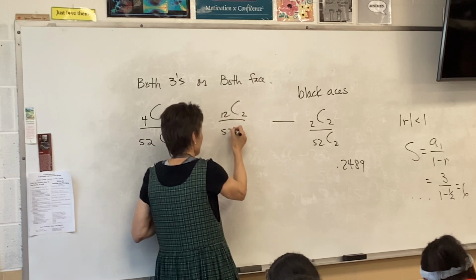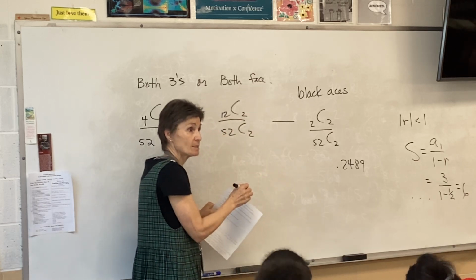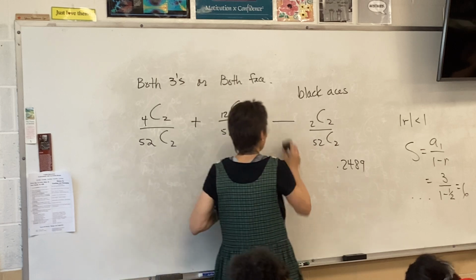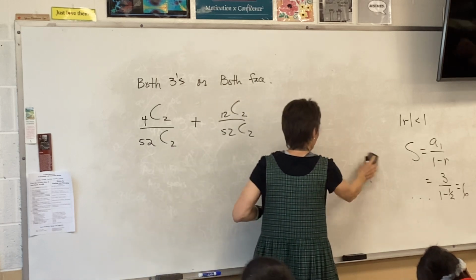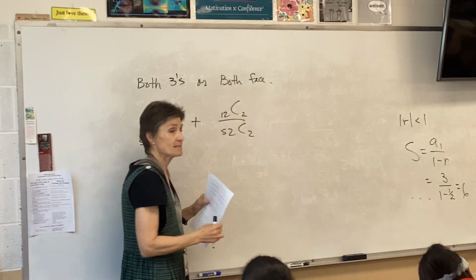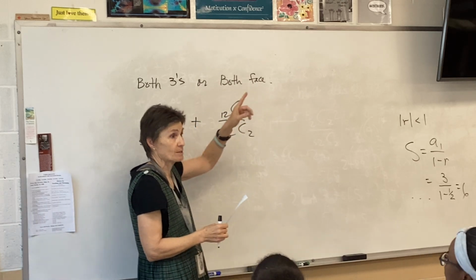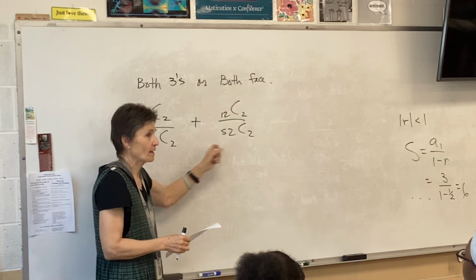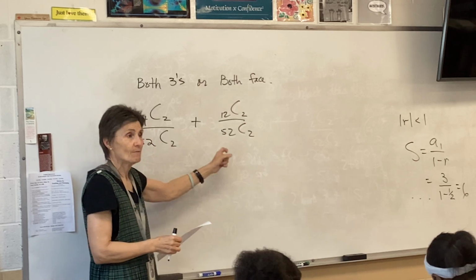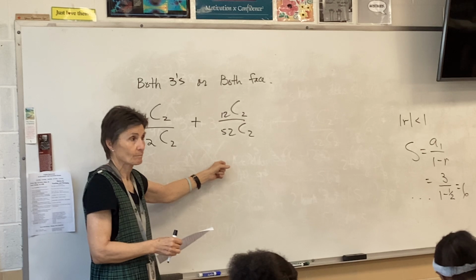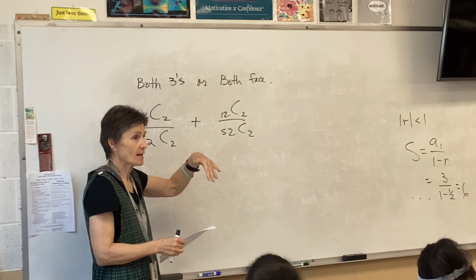12C2 over 52C2, both face cards. Is this problem going to have a subtraction? No. Is there overlap between threes and face cards? No. So that's it. Whatever these are added together, that's your answer. You see the difference, guys?